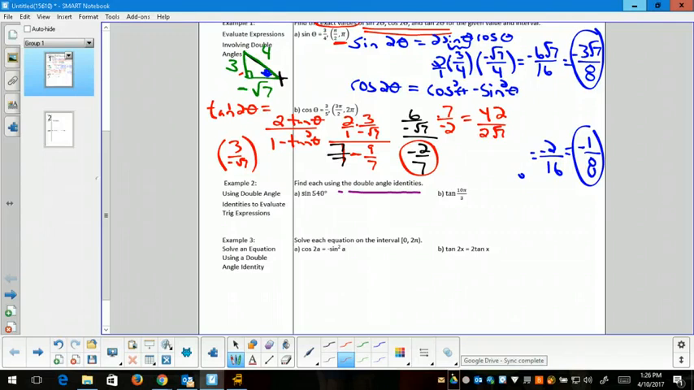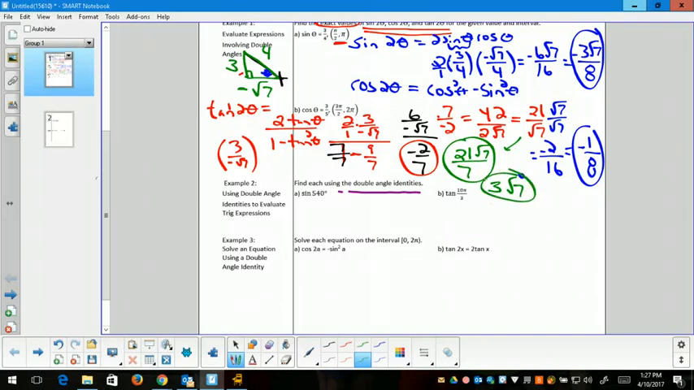2 goes into 42 21 times. So I have 21 over the square root of 7. I'm going to rationalize that denominator to get 21 square root of 7 over 7. And 7 goes into 21 3 times. So 3 square root of 7 is the final answer for tangent of 2 theta. 3 square root of 7.